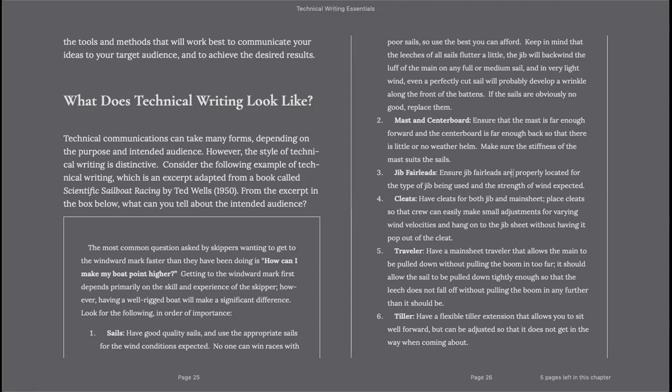Technical writing has a theme through it. For example, if I'm writing a passage about how I can make my boat point higher, imagine this is the topic of my article. I need to think about sailing. I need to think about mast and centerboard. I need to think about jib fairlead. All these words are jargon that are appropriate for sailing.